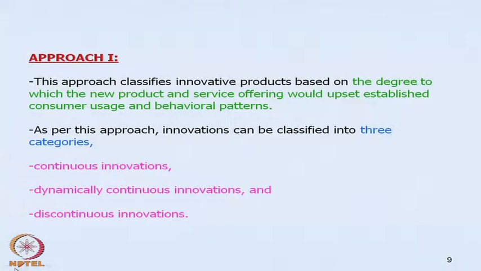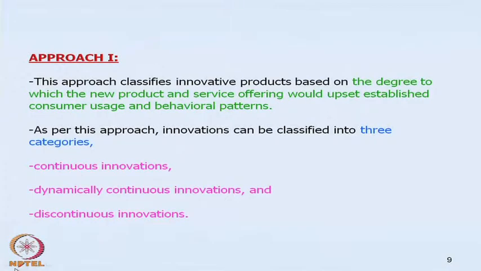We have approach 1, where a particular product is defined as new based on the degree to which it would upset established usage and behavioral patterns. So, on the basis of how and with what magnitude or with what intensity it will upset established consumer usage and behavioral patterns will determine the newness of a product. So, it classifies innovative products on the basis of the degree to which such a new product or service offering would disrupt or would upset the established consumer usage and behavioral patterns.